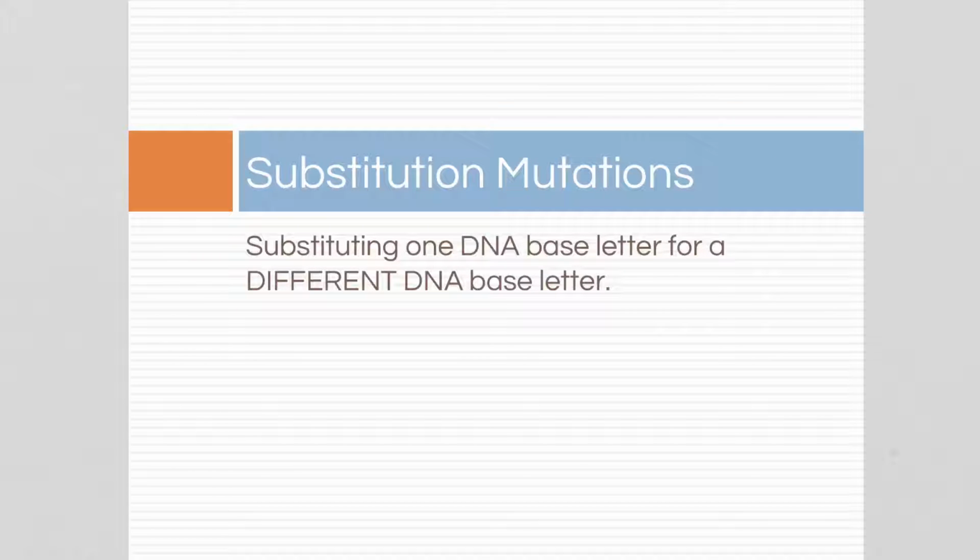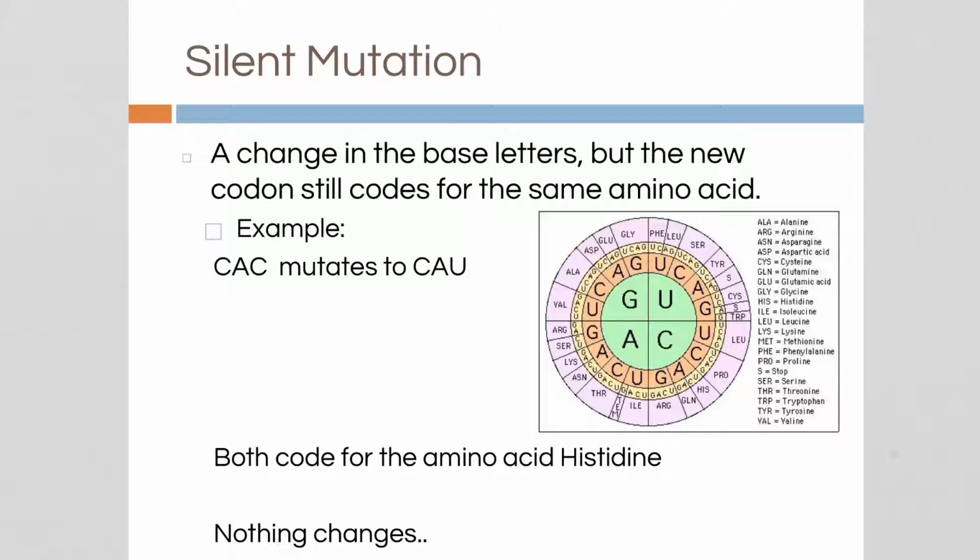So a substitution mutation is exactly what it sounds like. It's when you substitute one DNA base letter for a different DNA base letter. Basically, you're just changing one letter to a different letter. And it comes in, like I said, 3 forms. So the first form is called a silent mutation. And a silent mutation is when there's a change in the base letters, but the new codon still codes for the same amino acid. That is, the new amino acid is the same as the old one.